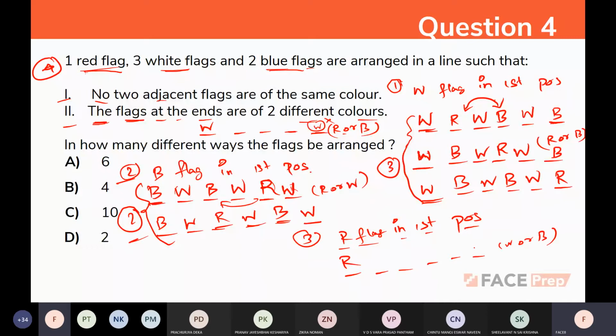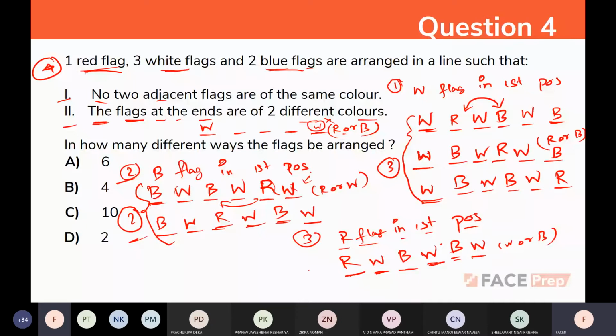So we can only place white here. Otherwise, we cannot fill all the white as I explained in this case. So only we have this possibility. For red in the first place, we have only this arrangement. There is no other way. So we have one arrangement with red in the first place.